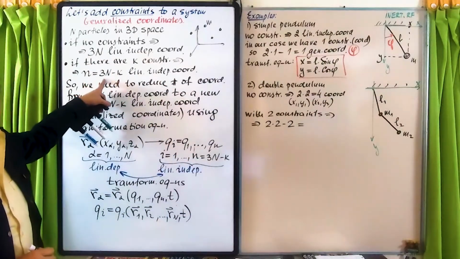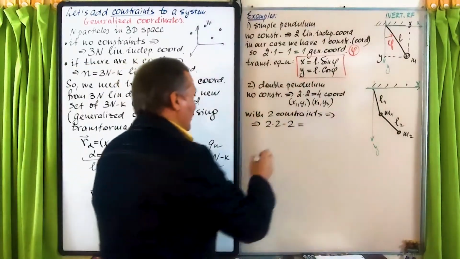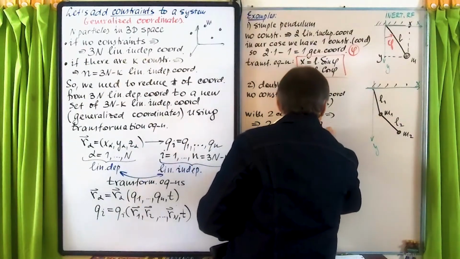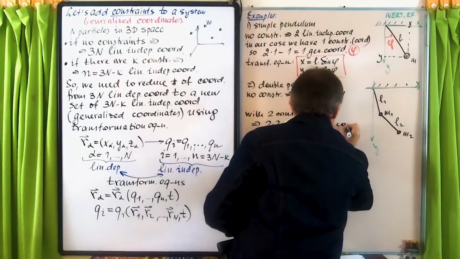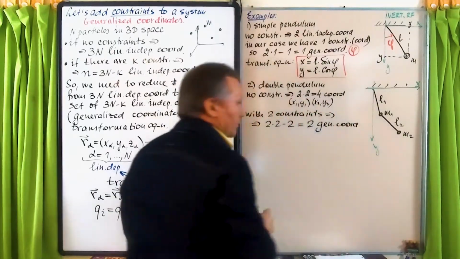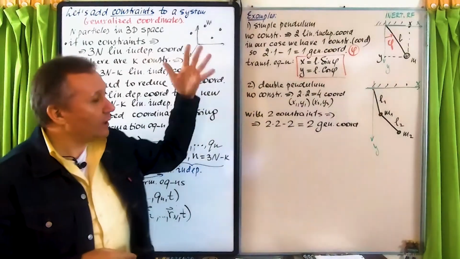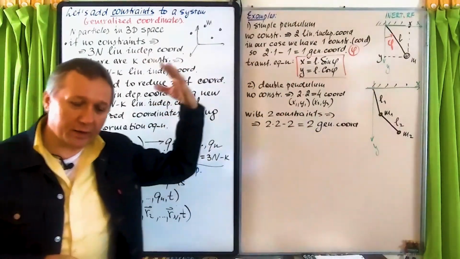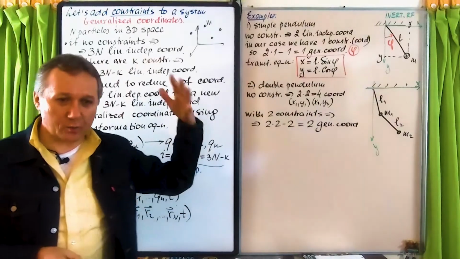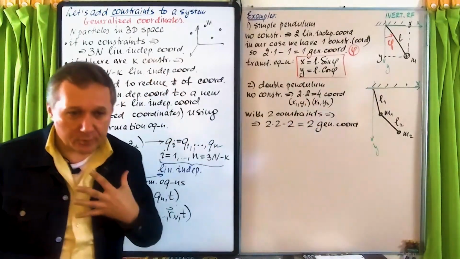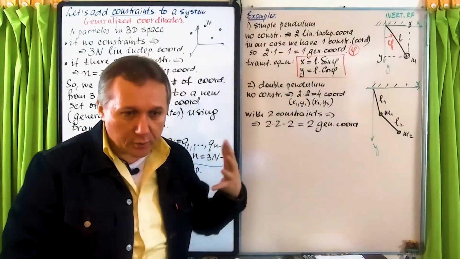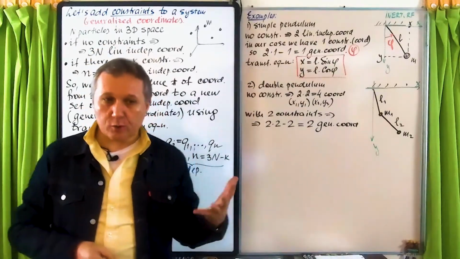I just wrote this down for 2-dimensional space. So 2 generalized coordinates are needed. Which ones? Again, it's up to you. You can use, for example, x1 and y2, or x2 and x1, or y2 and y1. It's up to you, right? So there are no strict rules on which coordinates to pick.